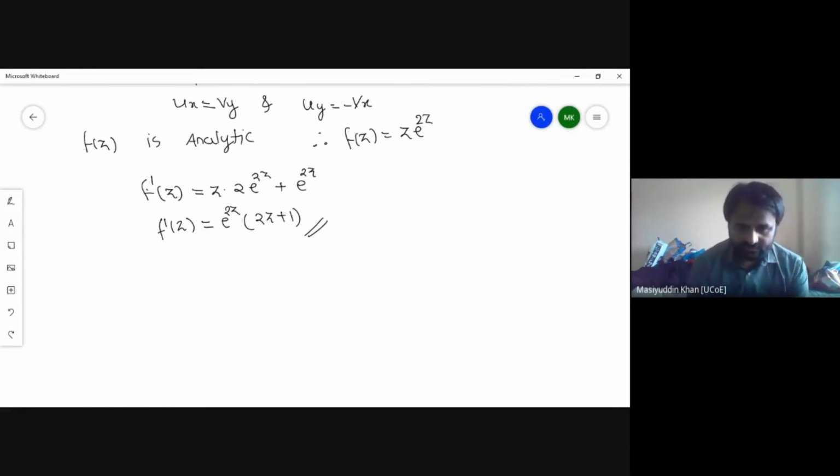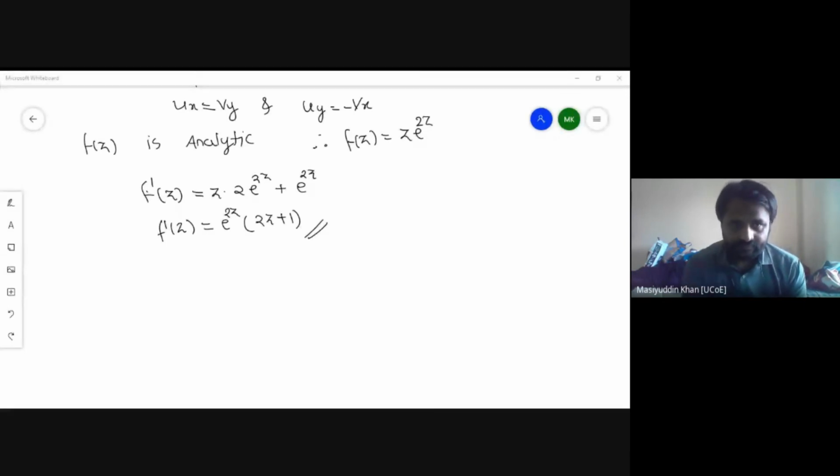We have to solve one more numerical. Now the next numerical which I am supposed to take is... okay. Anyway, the next numerical I'm going to take.